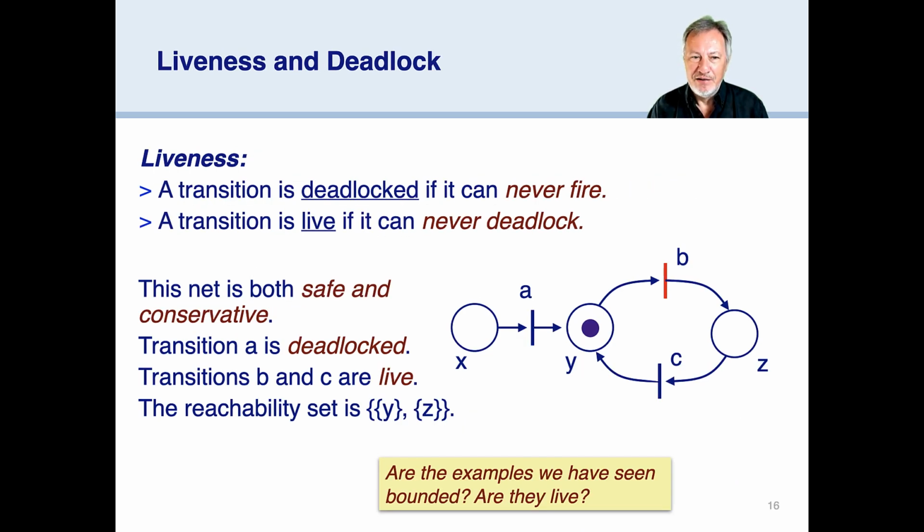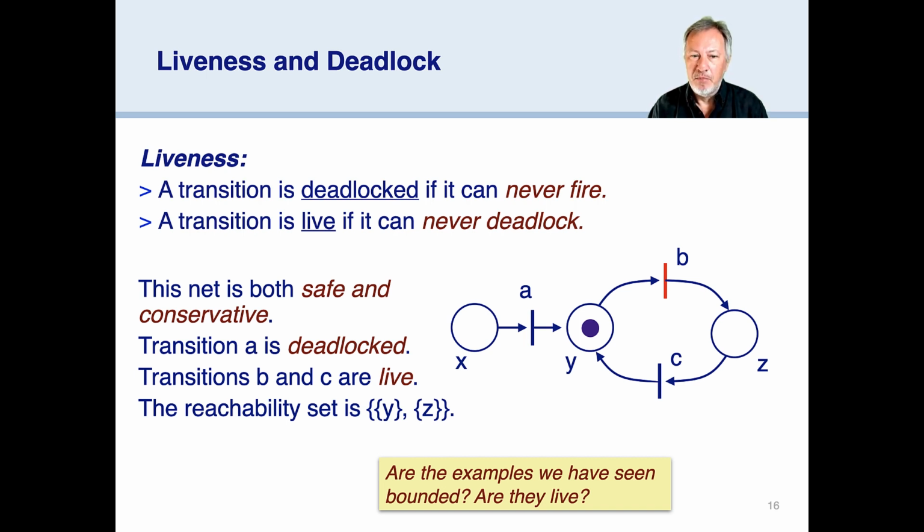Now, if you've done that exercise, let's continue ahead and have a look at two more important definitions, namely liveness and deadlock. So liveness and deadlock are closely related in Petri nets to the notions of liveness and deadlock that we saw earlier in FSP. So a transition is deadlocked if it can never fire. A transition is live if it can never deadlock. So this is very closely related to progress properties in FSP and LTSA.